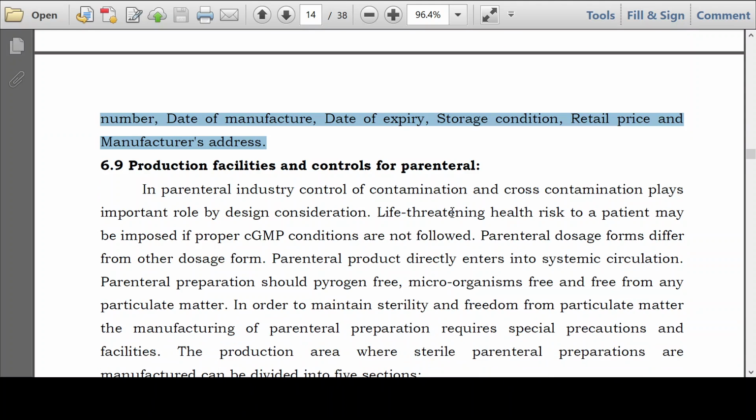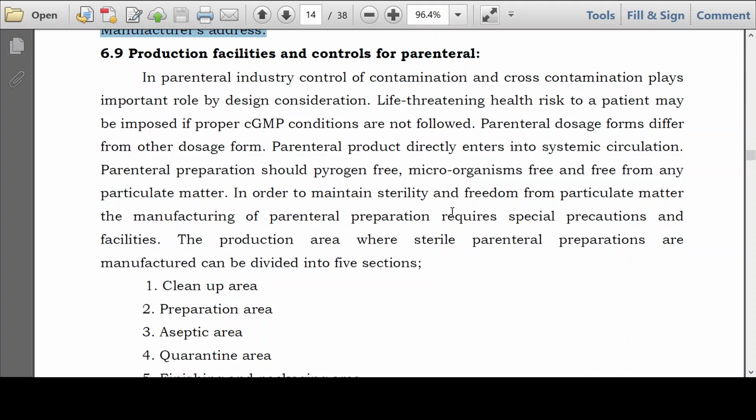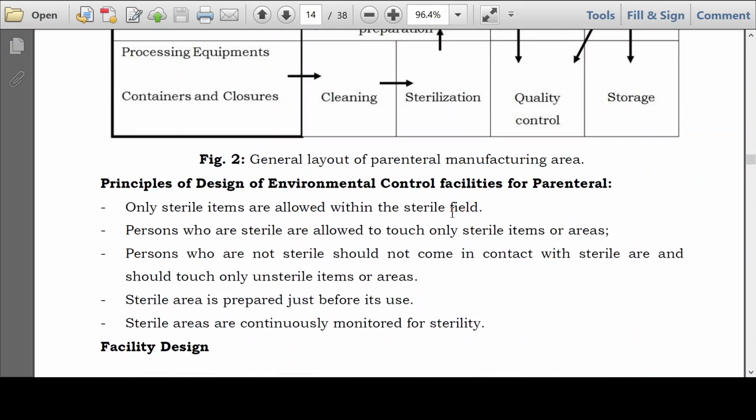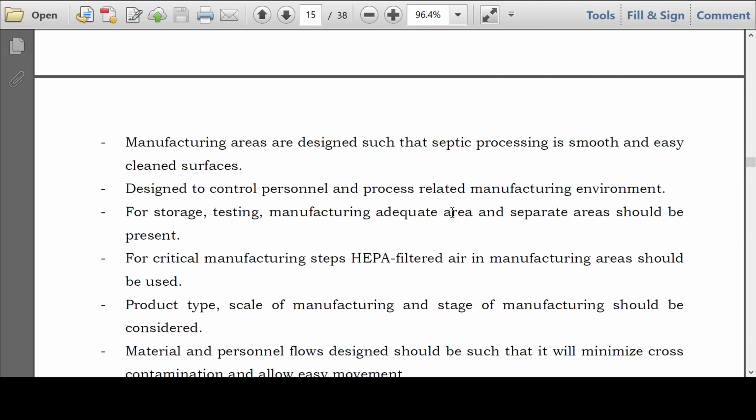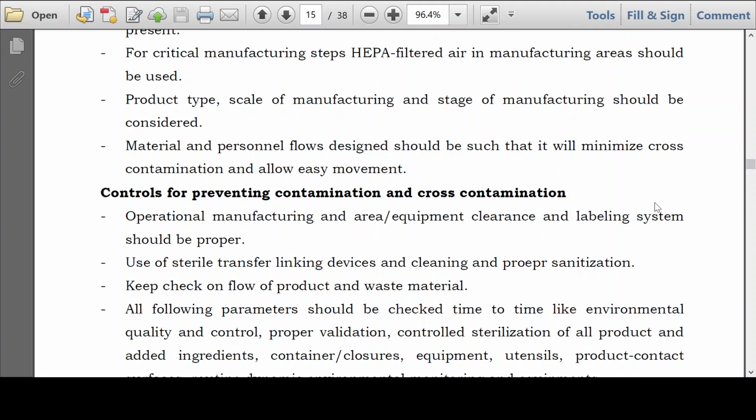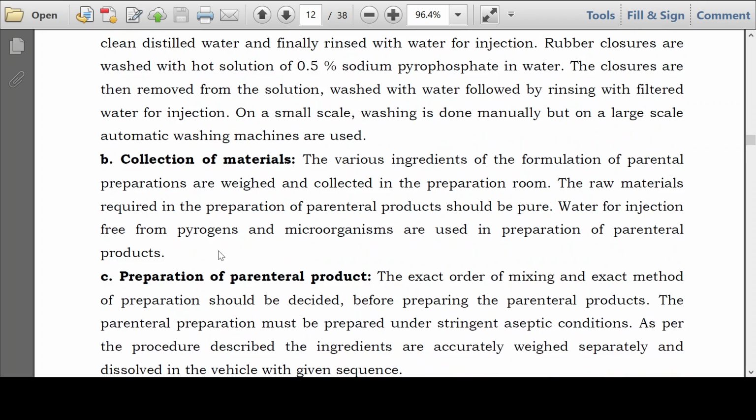Then next we have the production facilities and control for parenteral. So what are the different production facilities which are involved in the production of parenteral product? We will see these production facilities in the next lecture.